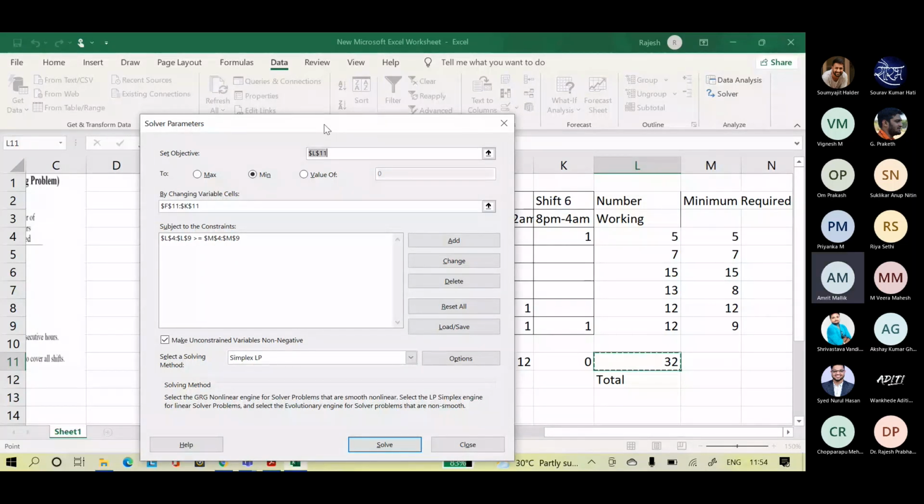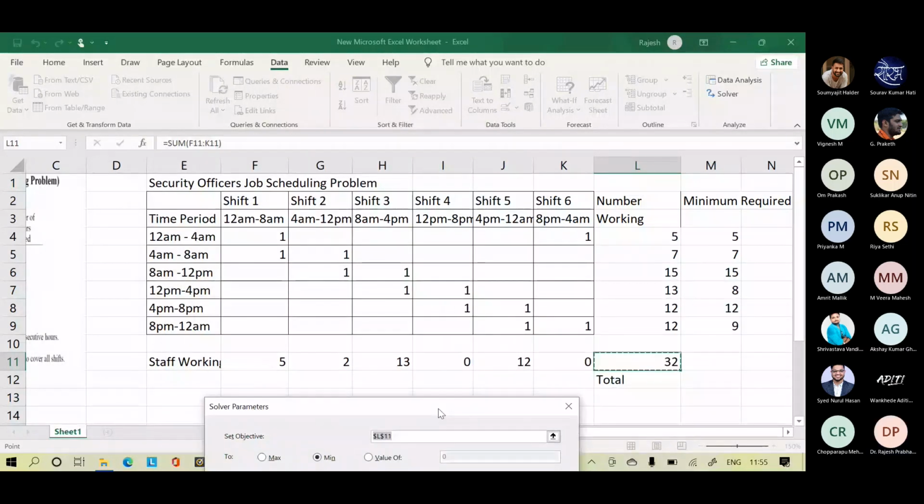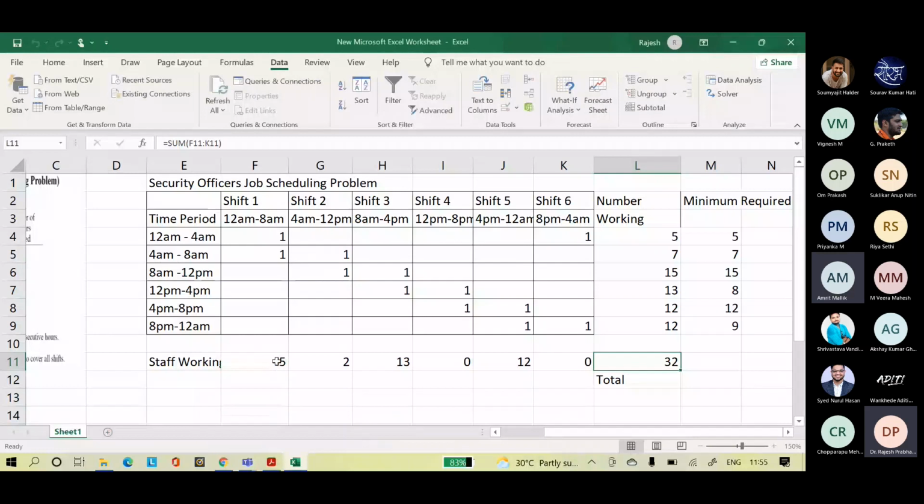Sir, I'm getting all zeros. Sir, I got total as 0. You are getting zeros, means did you put staff working sum totals of the total staff here? Yes, sir. Did you change your method to simplex LP? Yes, sir.